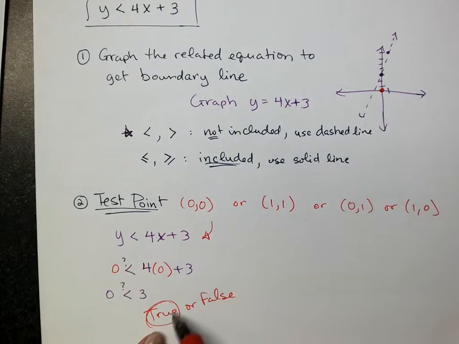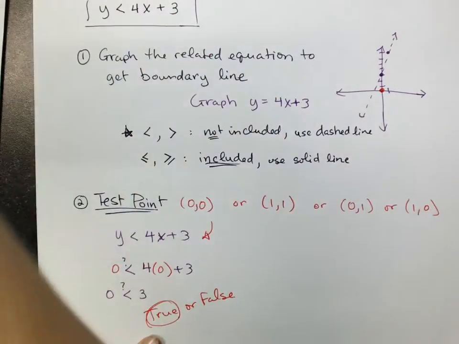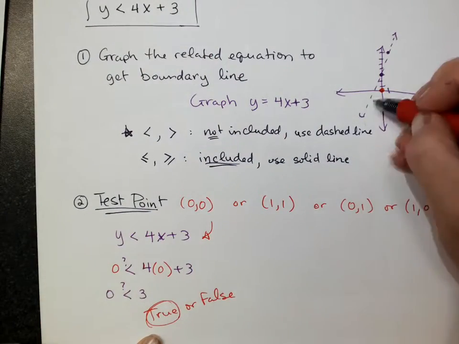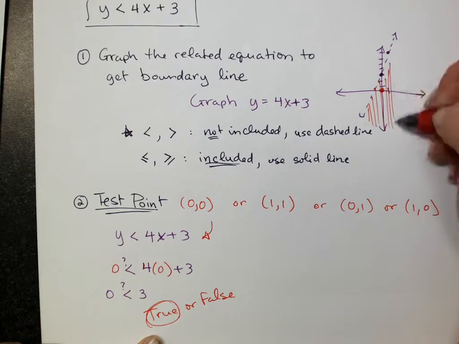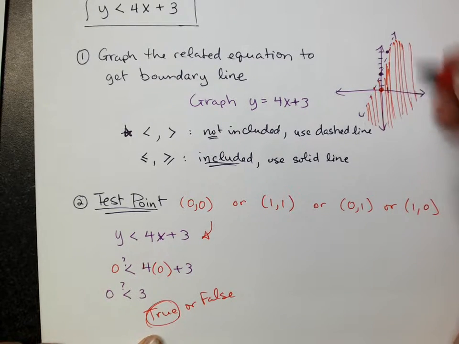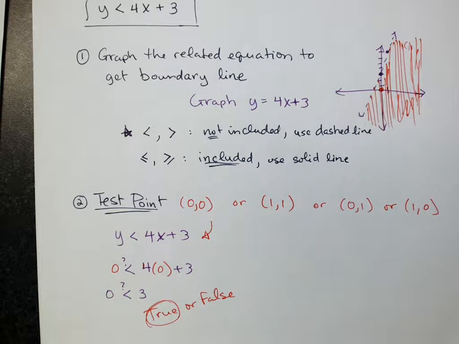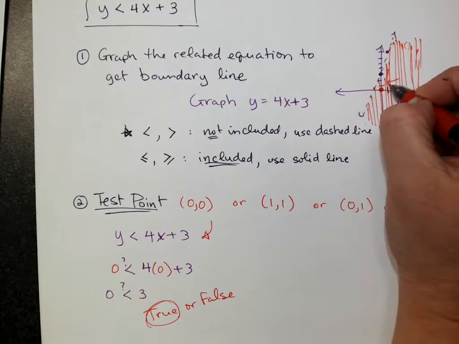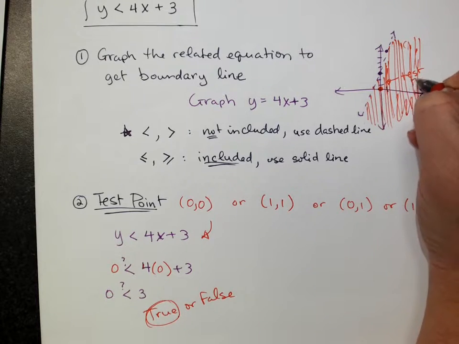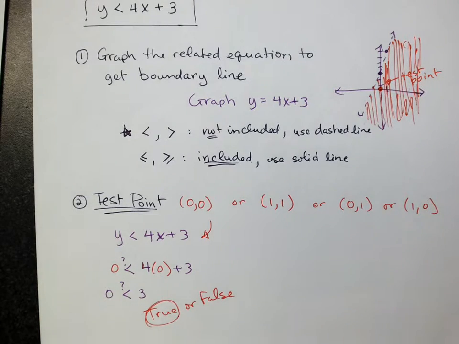So in this case, that origin, as Instinct showed you and then proved it right here, is part of the solution. So that means this entire side of the boundary line gets shaded. Okay. So that right there just means that was our test point. I kind of just imagine the y line, and it says less than, so it has to equal less than that, you know? Yeah.